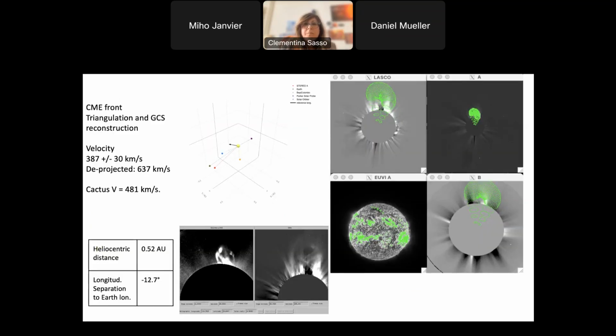Here we started to make some GCS reconstruction of the front of the CME, and we were also able to reconstruct the velocity by height-time plots, and we see that the velocity is around 400 kilometers per second and is comparable with one extrapolated by CACTus. Here we have to take into consideration that all the instruments are calculating the velocity on their plane of sky.